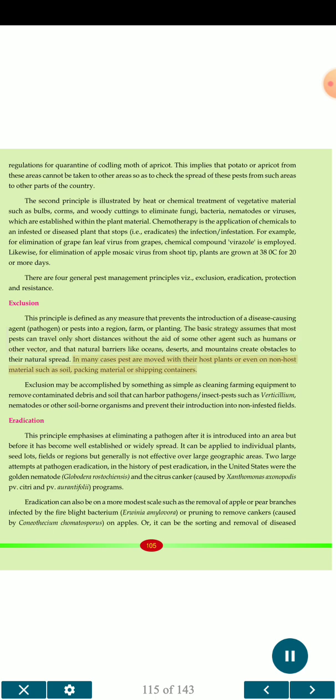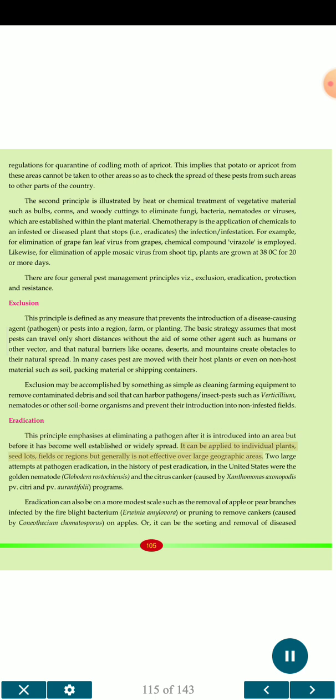In many cases, pests are moved with their host plants or even on non-host materials such as soil, packing material or shipping containers. Exclusion may be accomplished by something as simple as cleaning farming equipment to remove contaminated debris in soil that can harbor pathogens, insect pests such as verticillium, nematodes or other soil-borne organisms and prevent their introduction into non-infested fields. Eradication. This principle emphasizes eliminating a pathogen after it is introduced into an area but before it has become well established or widely spread.